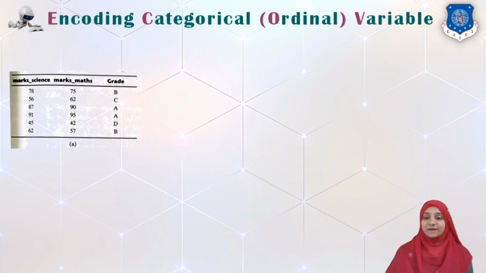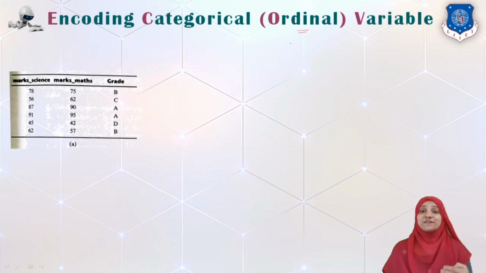Now let us take a second example of encoding categorical values. These categorical values are ordinal in nature. That means even though they are strings, in the form of text, we can have a relationship or an order among them: which value comes first, and which value is better or lesser than another value. Here, as you can see, is an example of a data set where marks of science and marks of math are given, and grade is given. These two attributes are numerical and the grade attribute is categorical. Within categorical, it is also ordinal.